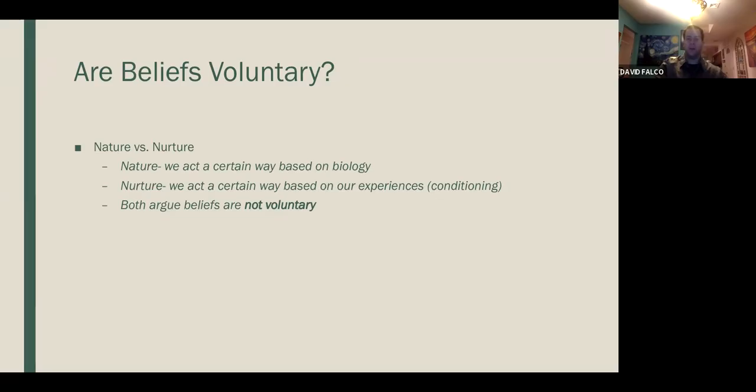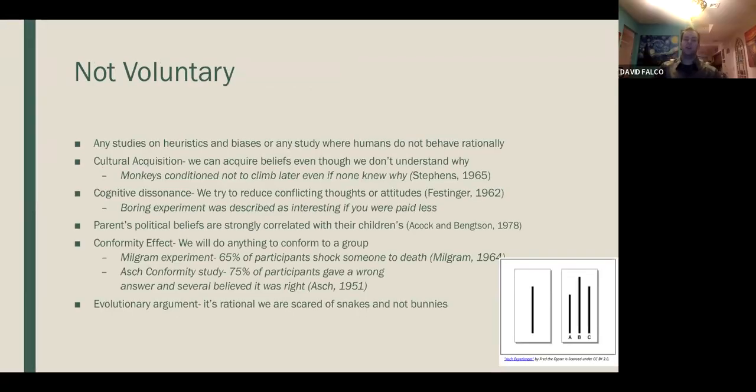And then a lot of other things, based on seeing how our conditioning can lead us to believe certain things over others, which I'll get into. All right, so the direction I would go into this was arguing that they are not voluntary, based on some of the studies that I'm going to list here.